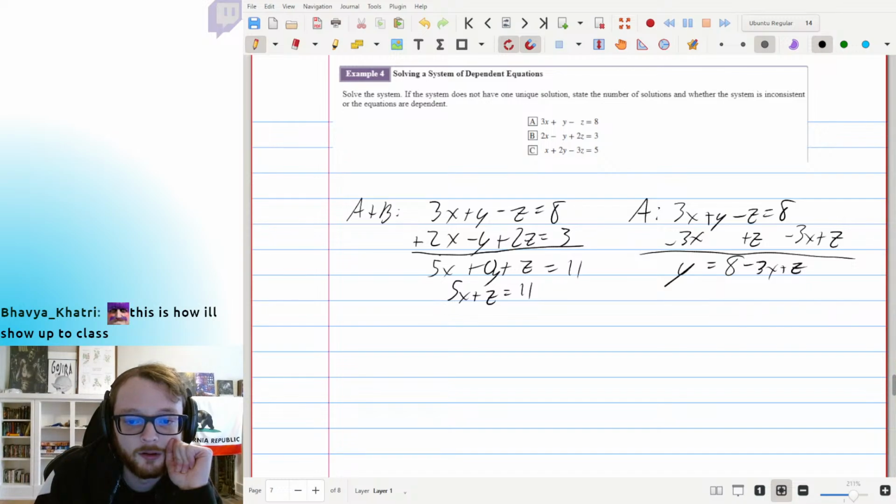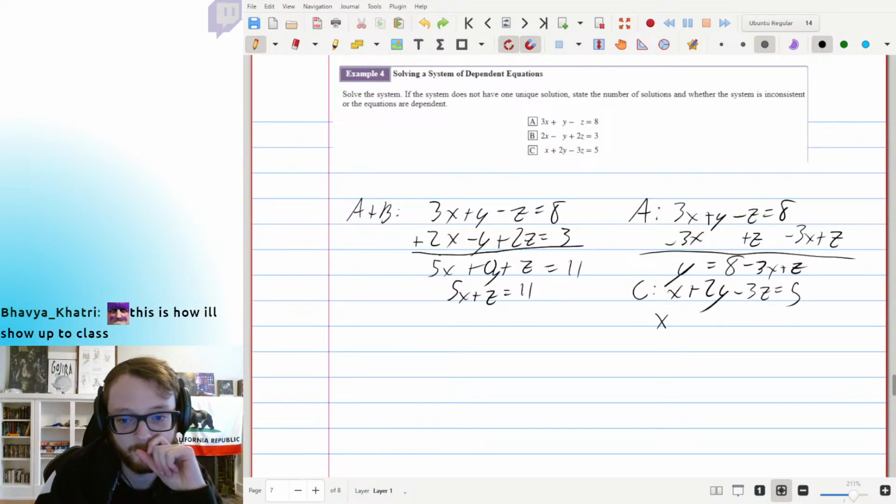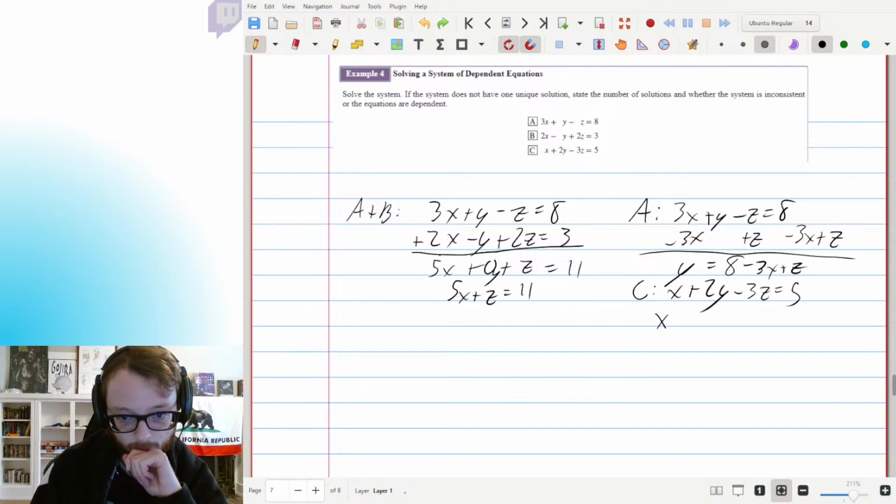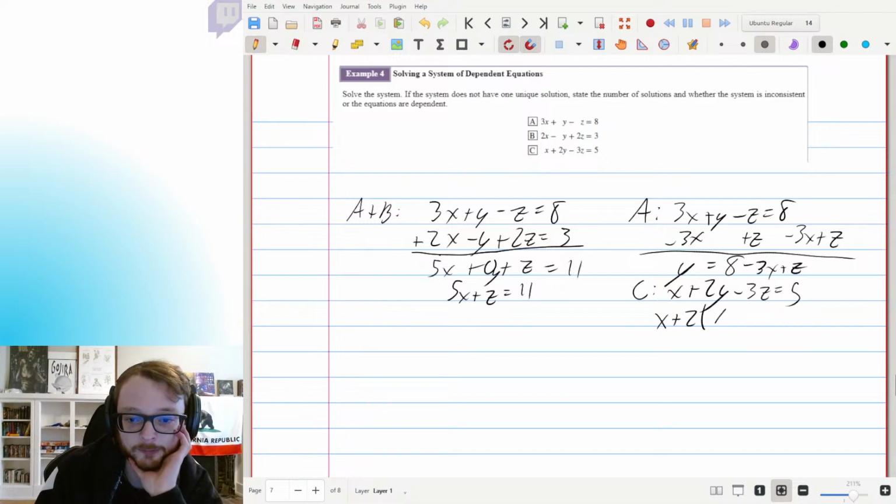Great. Now we take equation C, just write it down as presented. And we know what y is, so let's plug that in for the y inside equation C. And all this is in the name of getting a second equation just with x and z, so we can use this other one over here. So we get 2x plus, and then y is now 8 minus 3x plus z, minus 3z equals 5.